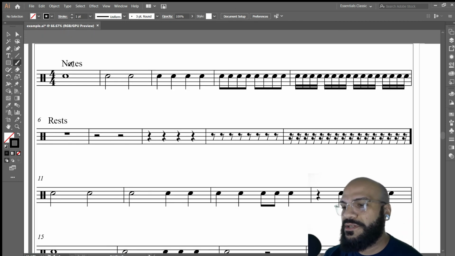On this example sheet, I have a list of all of the different notes, the way that they would look written inside of music software, as well as all of the rests and how those would look as well.